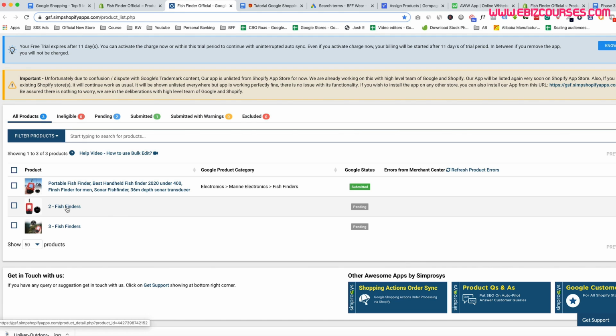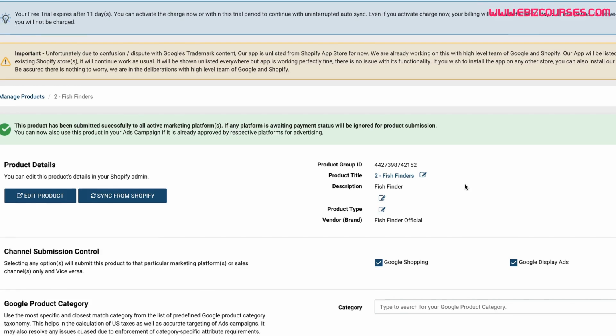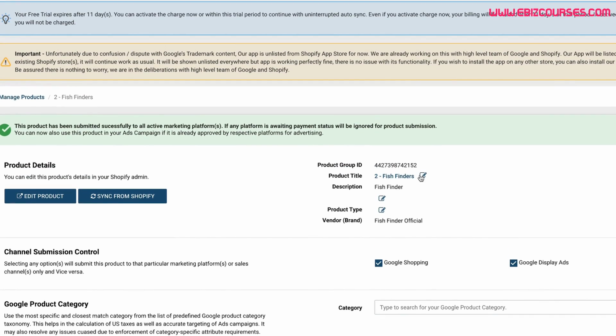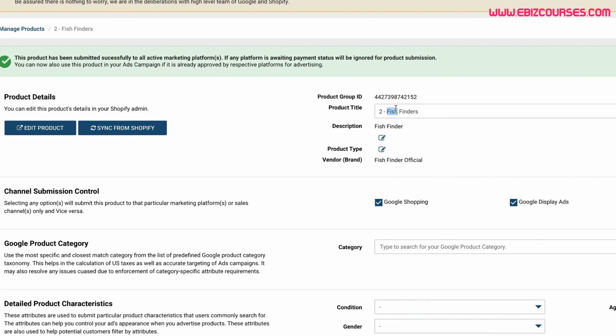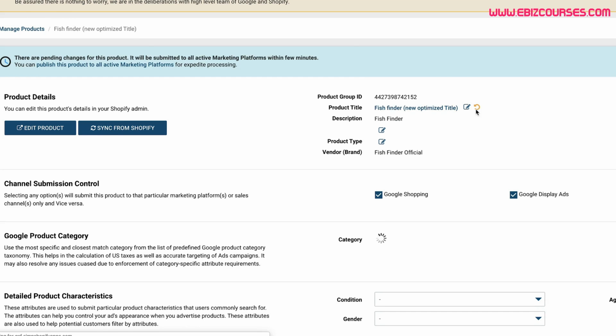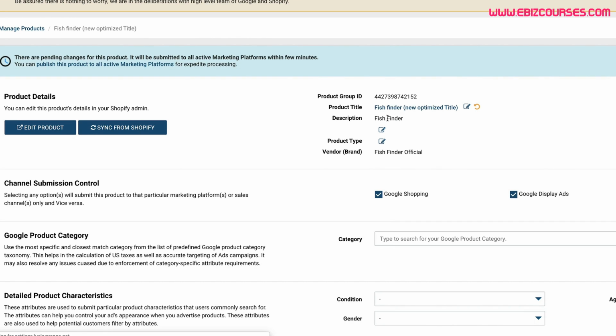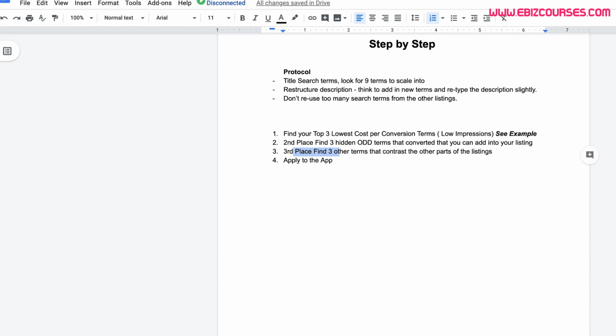So we'll go into here, and now all we have to do is edit the title. Now we just need to put in the new optimized keywords and put it into here, and this will be a done deal. So fish finder new optimized title. Cool. So this is going to be our new optimized title, and then we're going to be covering description in just a little bit, and we're going to do this for this one and then the next one. So let me make sure I didn't skip anything. Okay, great. And then we apply it to the app.